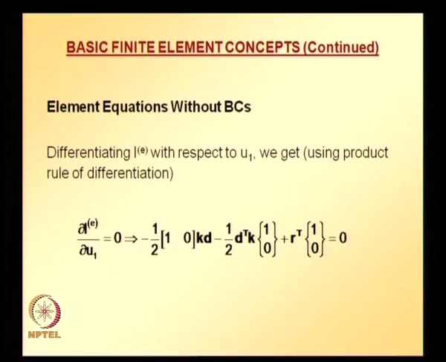So, in this equation, I can transpose the last two terms once again, and finally everything is a scalar quantity. If I transpose a scalar quantity, I will get a scalar quantity. So, I will transpose the last two terms, that is half d transpose k times the vector [1 0], plus r transpose [1 0]. The first and second terms I will transpose and add.